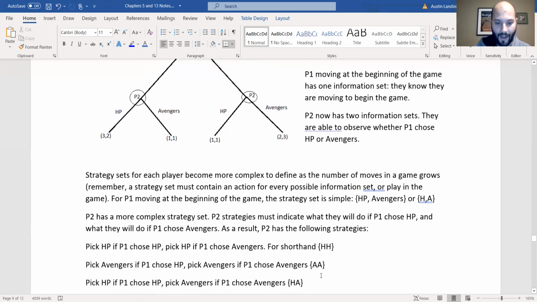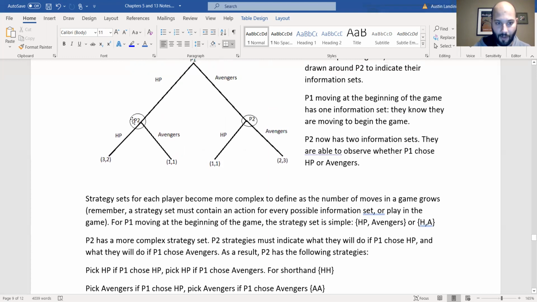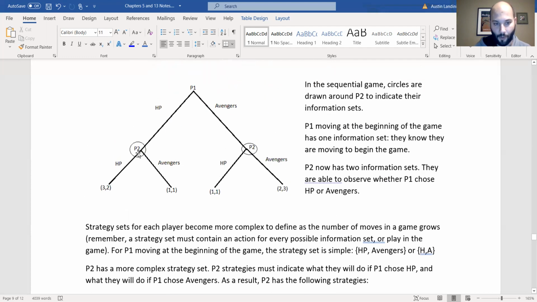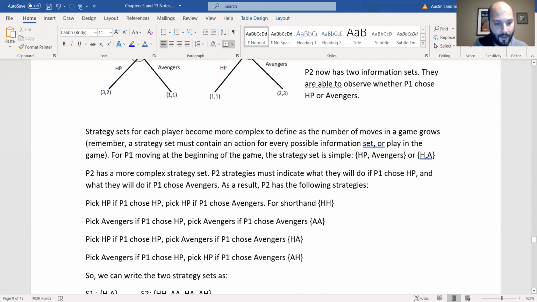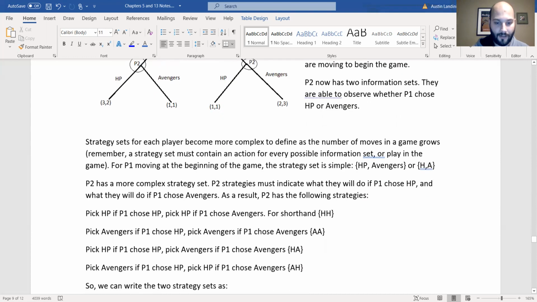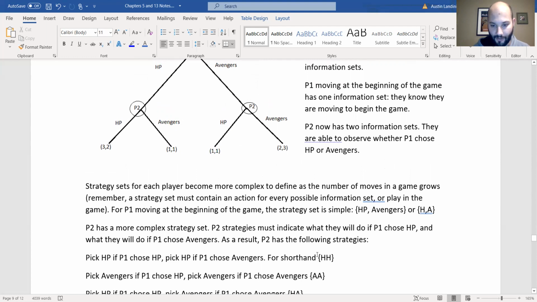All right, what else could we have? We could have Harry Potter if Harry Potter, Avengers if Avengers. So if player one chose Harry Potter, player two chooses Harry Potter. If Avengers, then Avengers. That would be Harry Potter if we're on this side, Avengers if we're on this side. And then the last possible strategy would be, if we're on this side, choose Avengers, and if we're on this side, choose Harry Potter. So do the opposite of what the opponent did. Avengers if Harry Potter, Harry Potter if Avengers. Right, so you should be reading these strategies as what player two does if they're on the left branch, and what player two does if they're on the right branch.